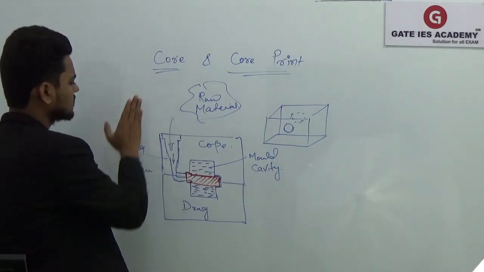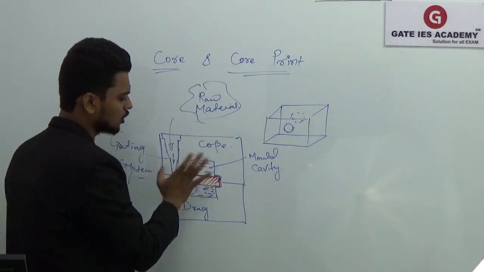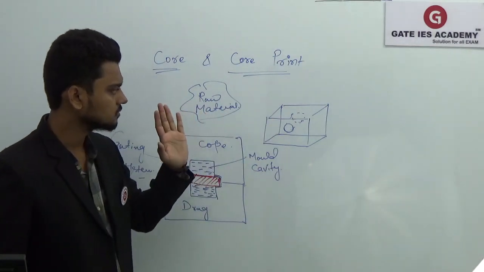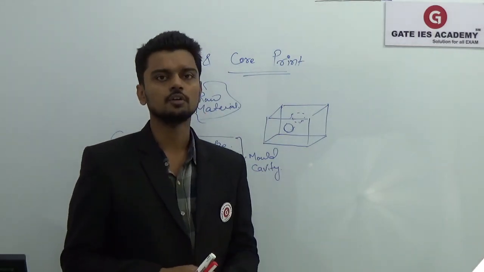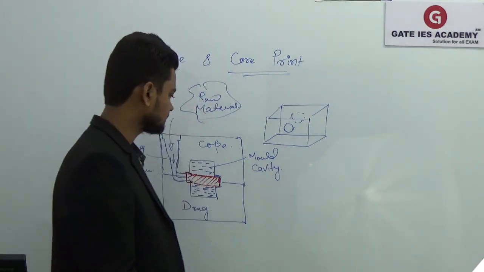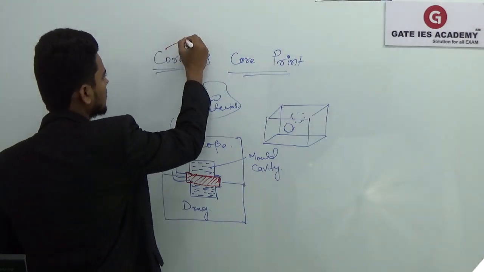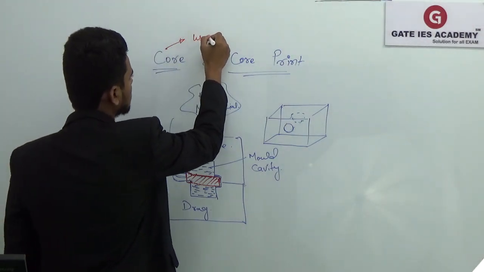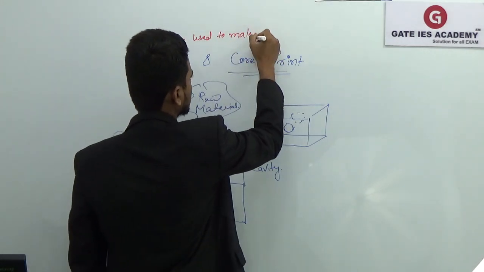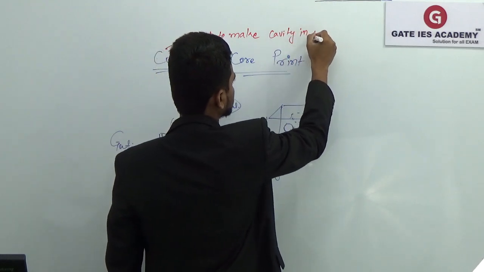So again, this core is nothing but a pattern which is placed into your mold cavity in order to get the cavity in your casting. So the core is used to make the cavity in the casting.